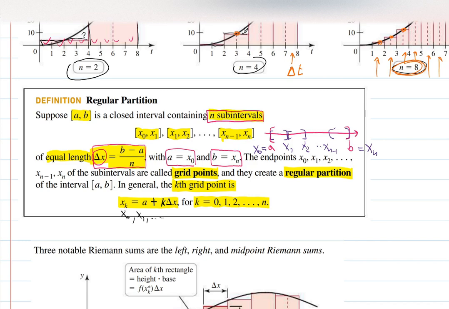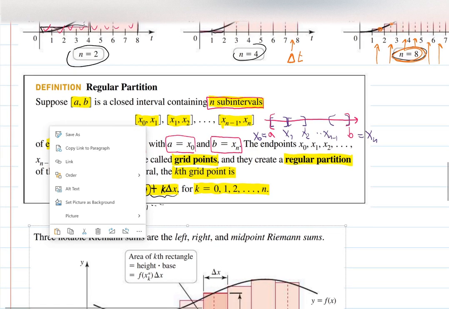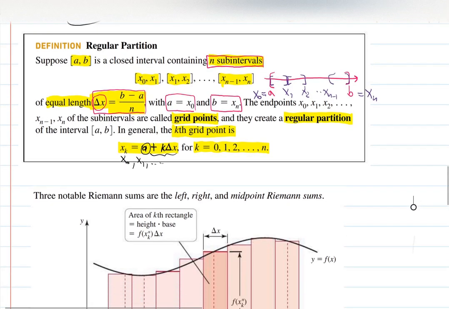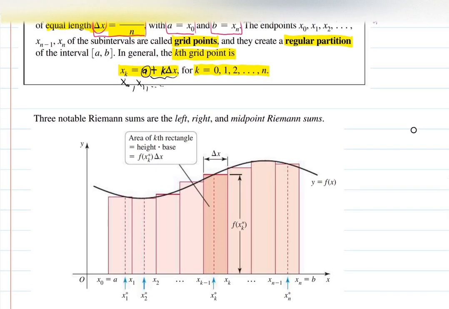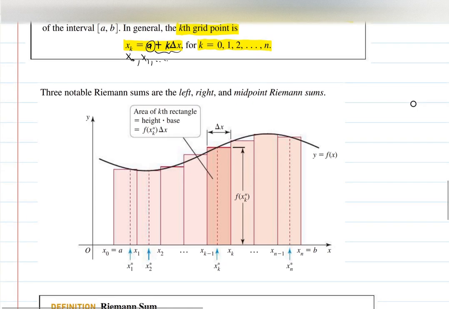I will take the beginning, the start point A, plus 8 times the width of each rectangle, right? Because I need to have 8 steps away. So I will take the first point and then have 8 steps away to find x sub 8. It may be a little bit confusing right now. Don't be afraid, it's not that bad. When you see the examples, it's actually pretty doable.